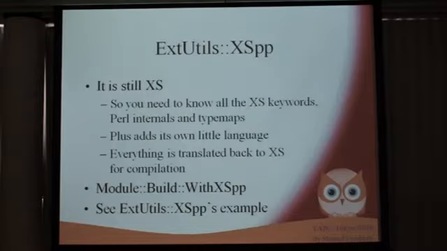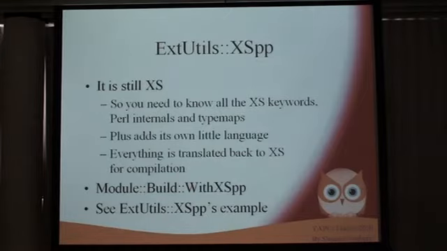So you need to know all these XS keywords, Perl internals, and typemaps if you want to do anything more complicated than calling pure C. But it adds its own little language for the effect, and everything is translated back to XS for compilation. It's not a C compiler; you just compile it to XS.